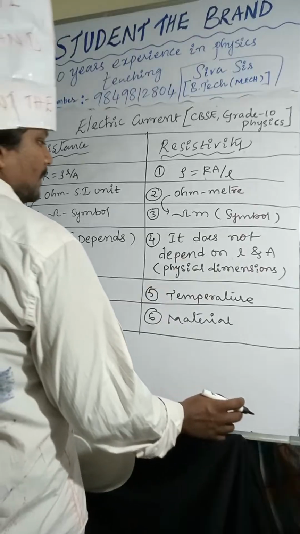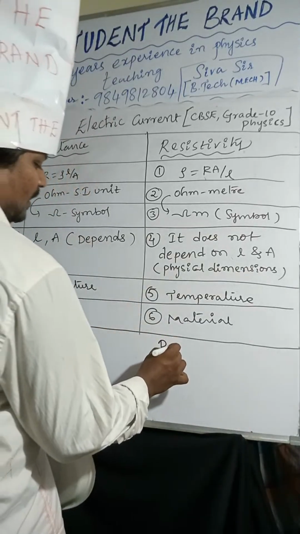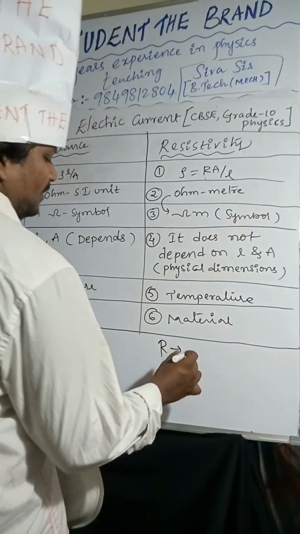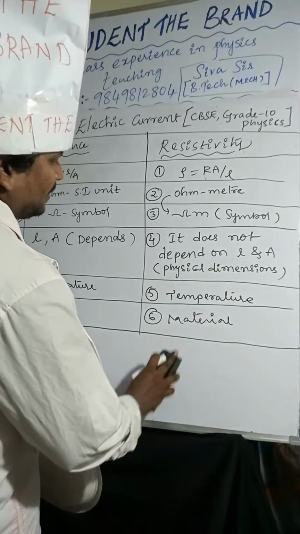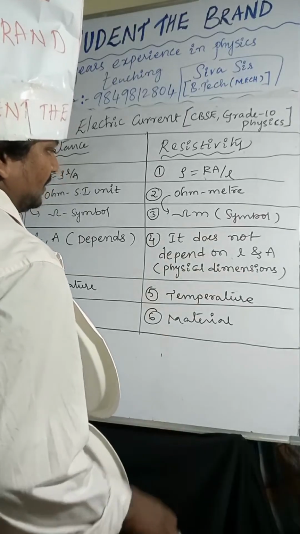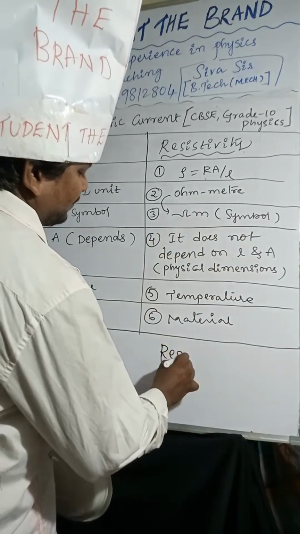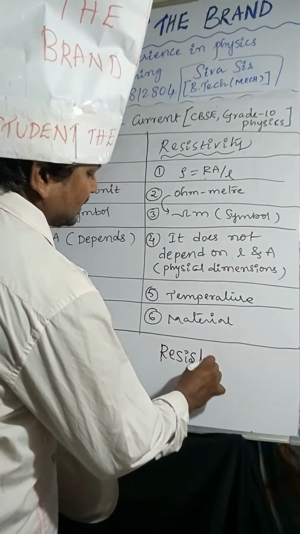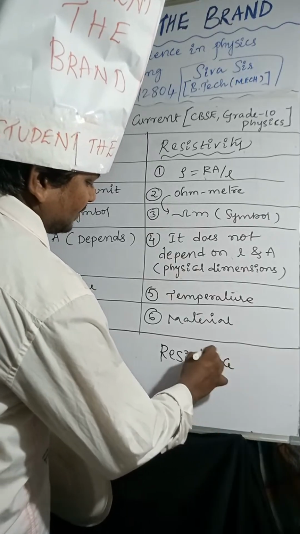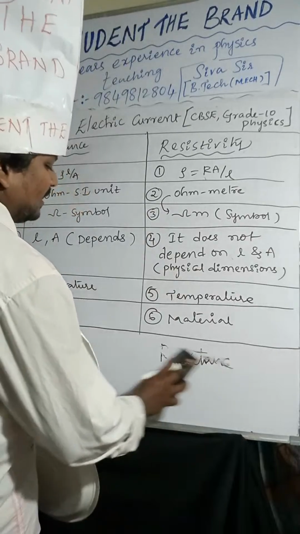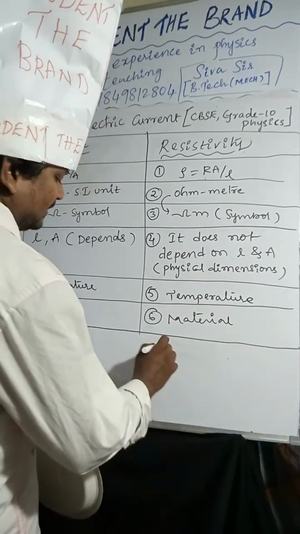So resistance depends on... Resistance is nothing but the phenomena of opposing the electric current in the circuit. Resistance is the phenomena of opposing the electric current. A resistor is a device which is used to oppose the electric current in the circuit.